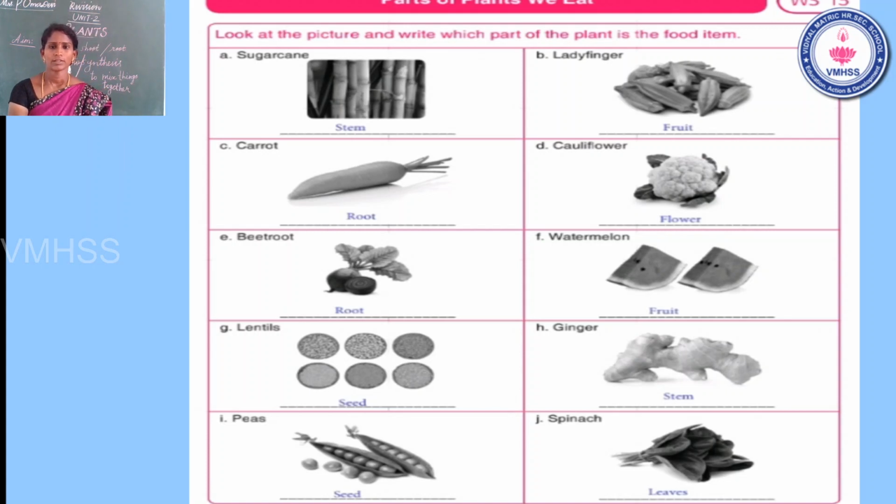Okay. Sugar cane stem, lady's finger fruit, carrot root, cauliflower flower, beetroot root part, watermelon fruit, lentils seed, ginger stem part, peas seed part, spinach leaves part.